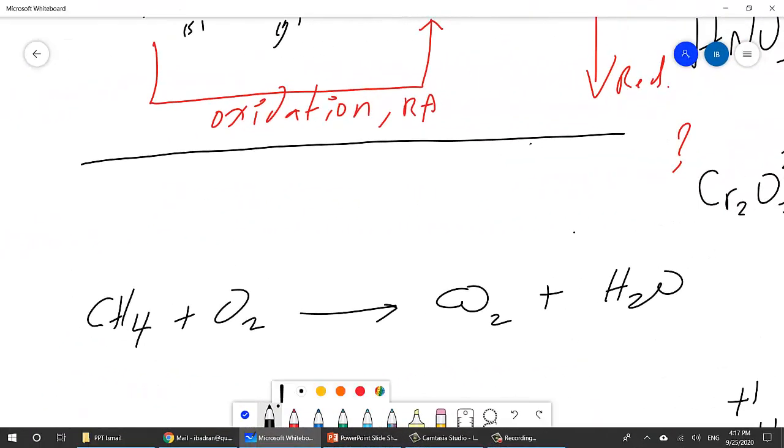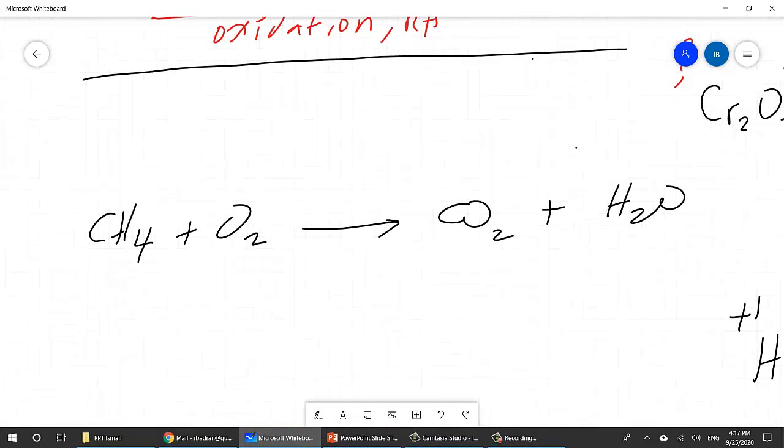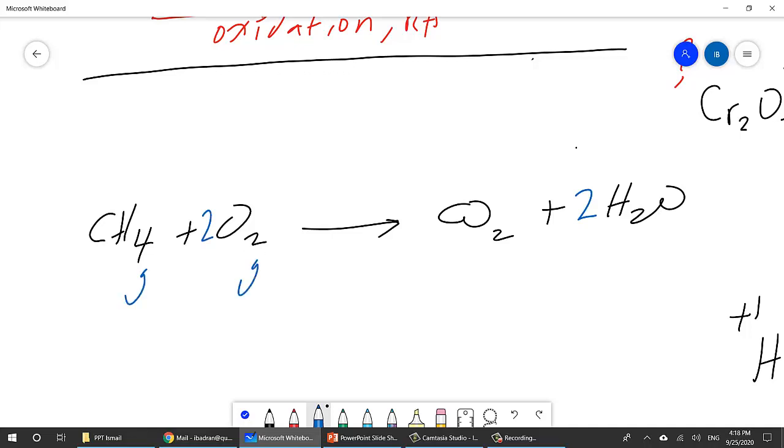Another common example here is the combustion of methane in the presence of oxygen to form CO2 and H2O. This is also an example of oxidation reduction reactions. The equation is not balanced, but that will not actually affect your consideration of an oxidation reduction. I can balance it. This is 2 here, 2 there. This is gas in its standard state. This is also gas, this is also gas, and this is liquid.